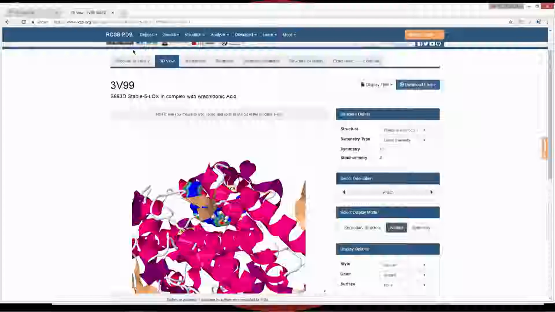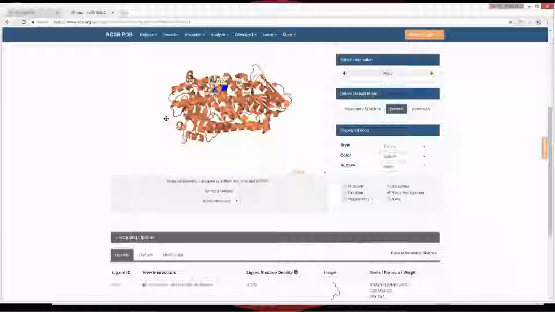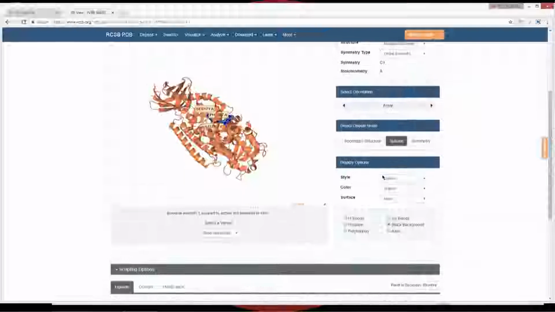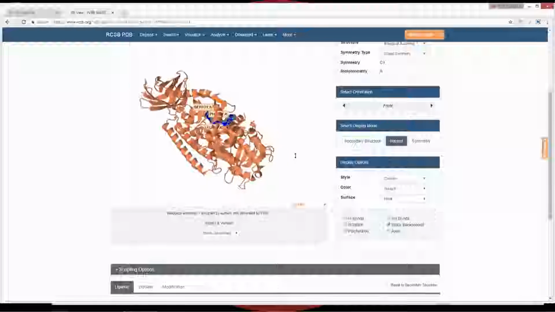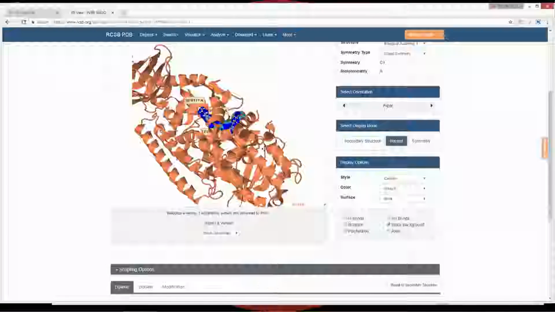We can look at another protein of interest. You can see the arachidonic acid here and here, and the protein. So, you can see the amino acids with which it is interacting.